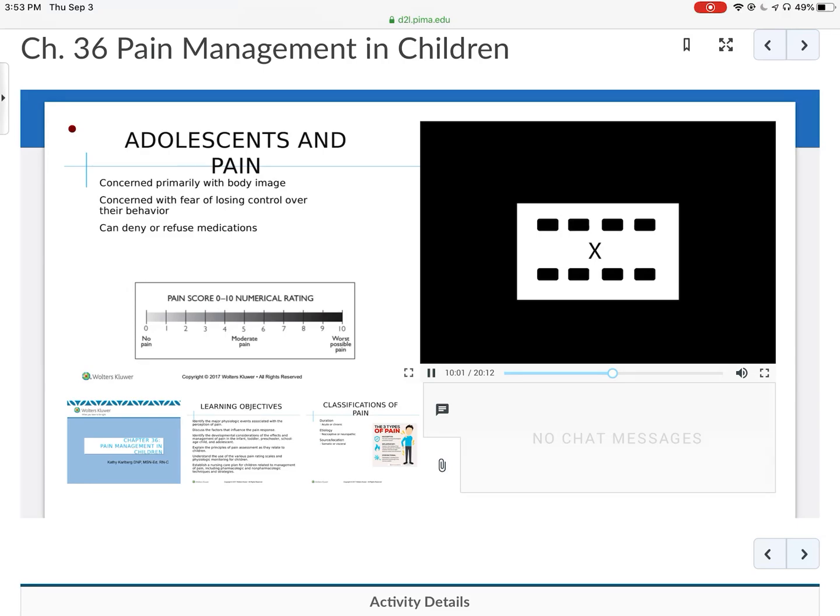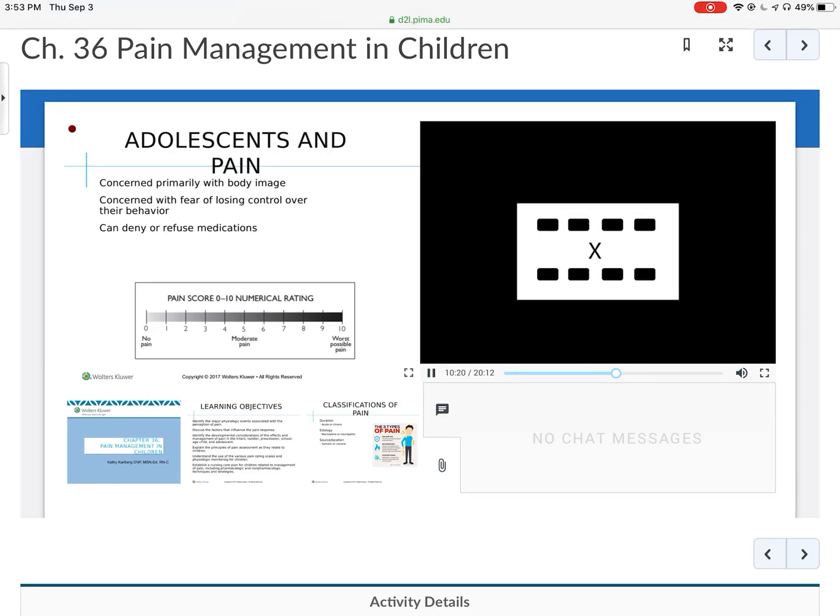Adolescents are concerned with their body image and that loss of control. They can deny or refuse medications, but again, the parent has the final say in that. They can use a pain score of 0 to 10, and you can explain that.